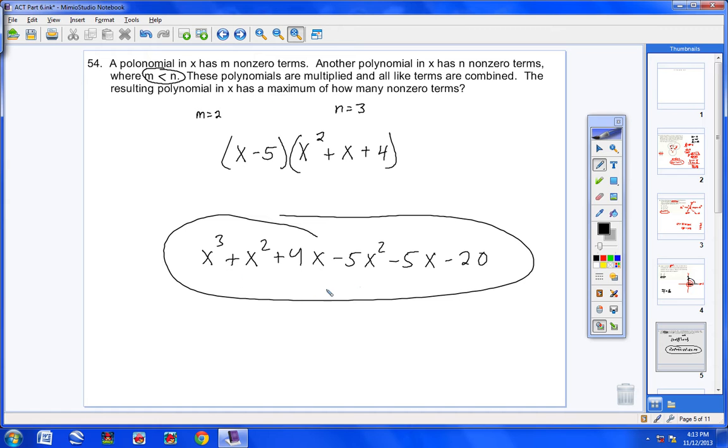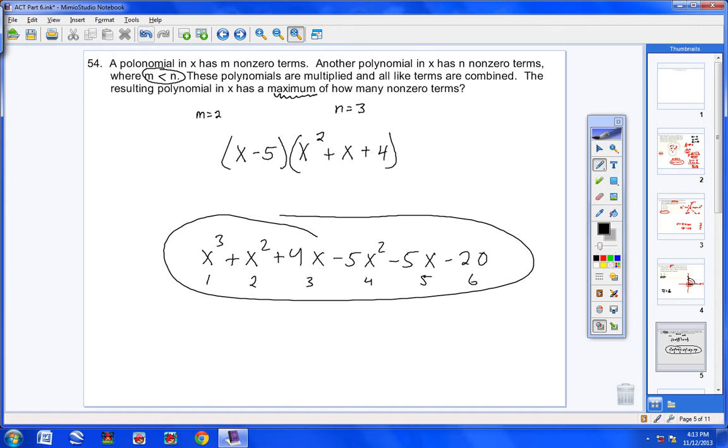Well, if you're going to put your terms together, like put your x squares together like you normally were taught to do, that's really not going to help you here because they want to know the maximum possibilities. Pretend for a second this was x to the 5th, and pretend after all of our multiplying there were no like terms. How many terms do you have here? 1, 2, 3, 4, 5, 6.